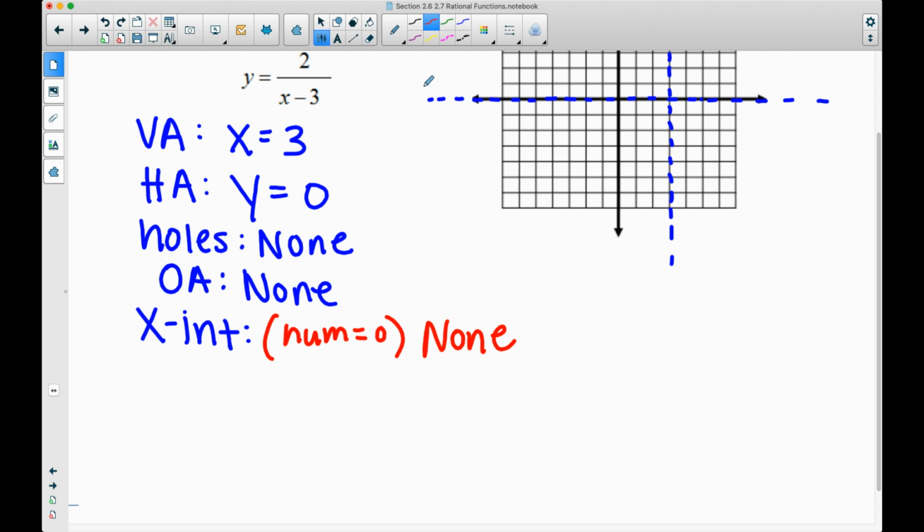Okay? All right, a y-intercept is when x equals what? When you cross the y-axis, what does x equal? 0. Okay? If I plug in 0, what do I get? Negative 2/3. So at 0, negative 2/3.